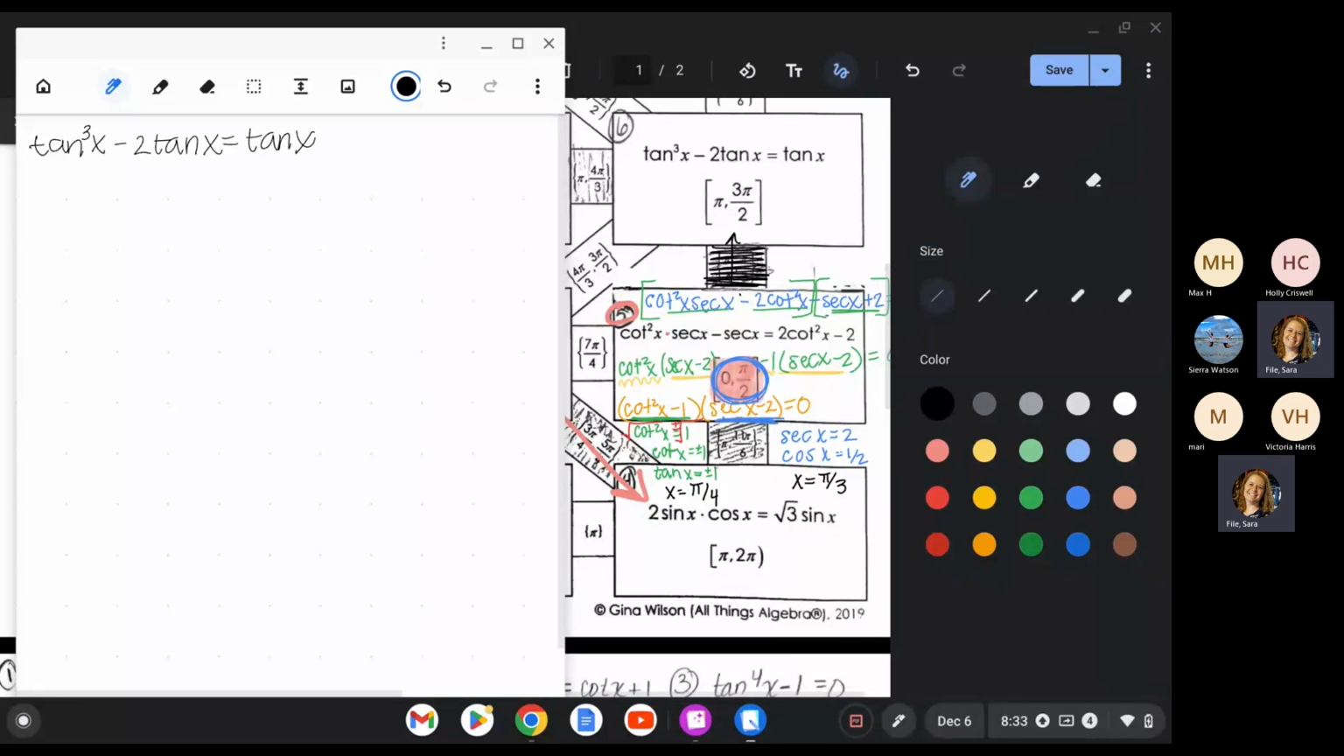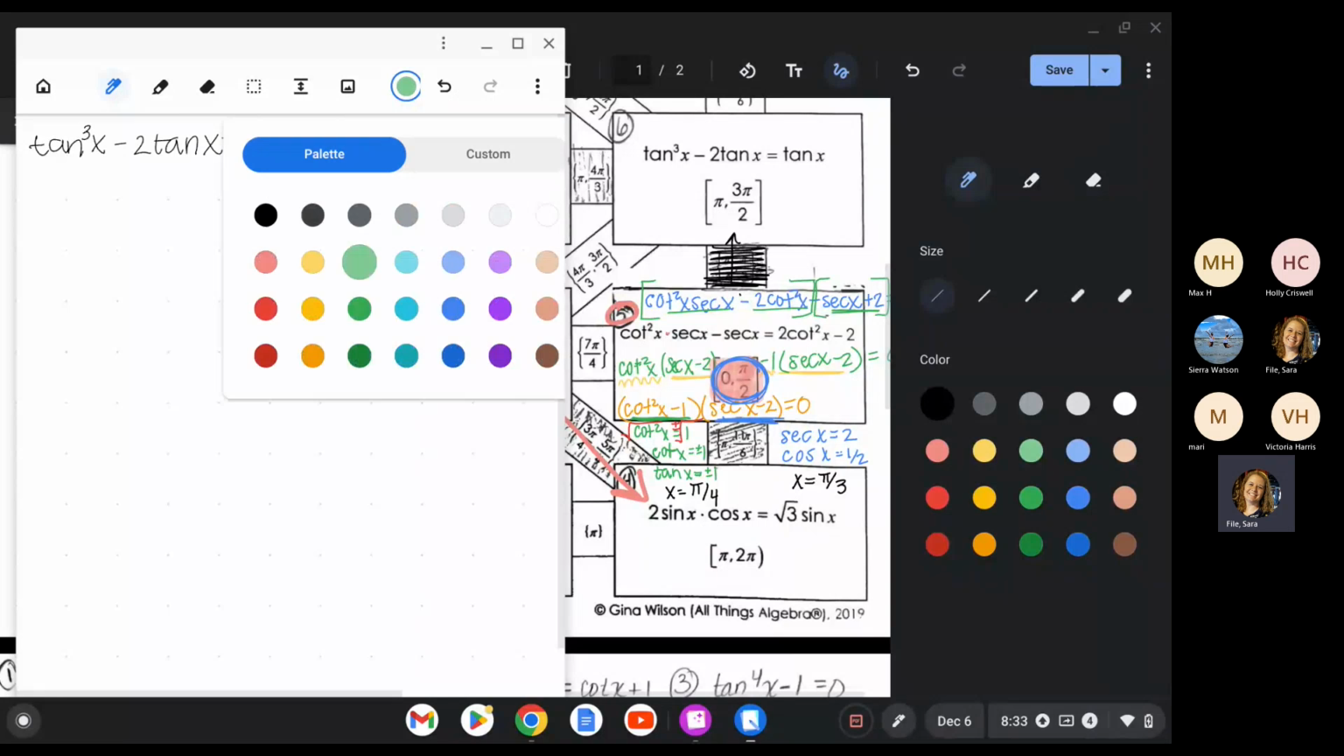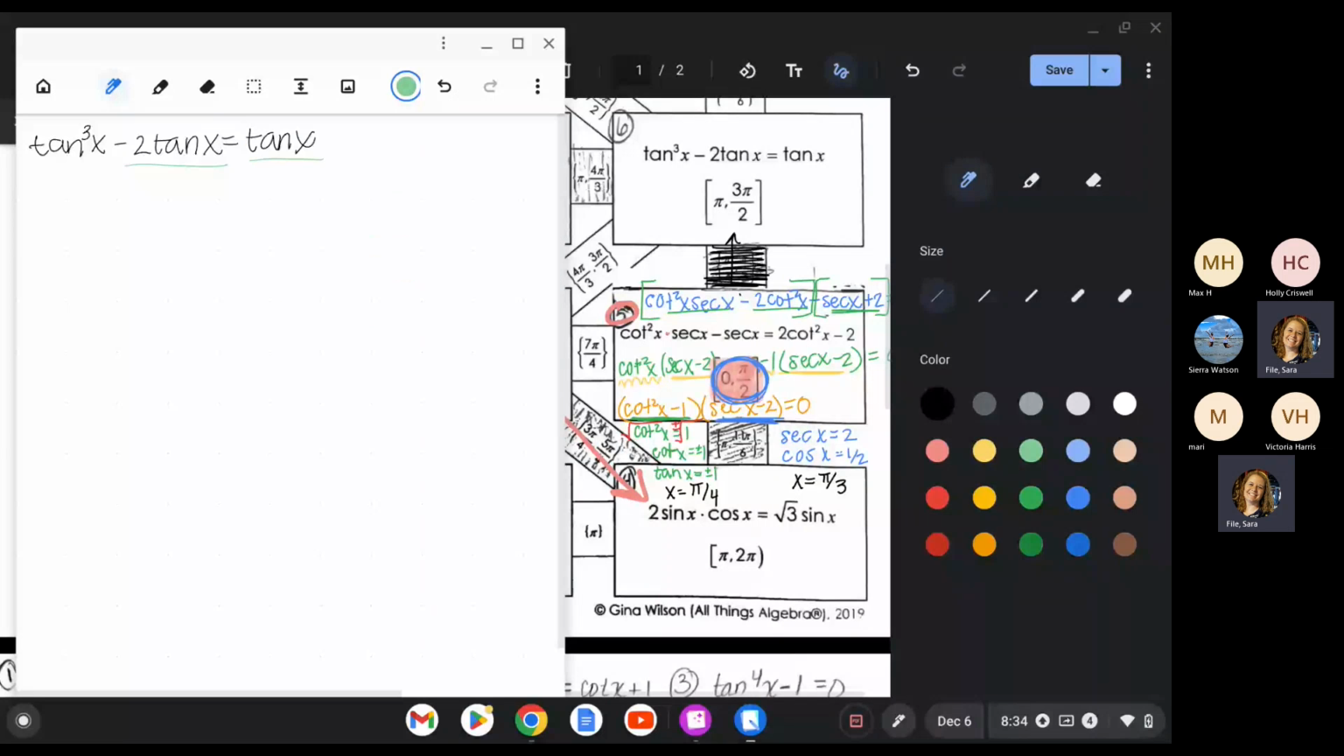So these two terms are both just tangent x terms. We're going to be able to combine those. So I'm going to move that tan x from the right side to the left by subtracting. And that's going to make this minus 3 tangent of x equals 0. Now I've got everything to one side set equal to 0.